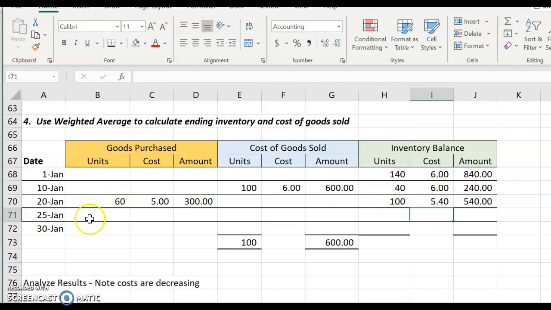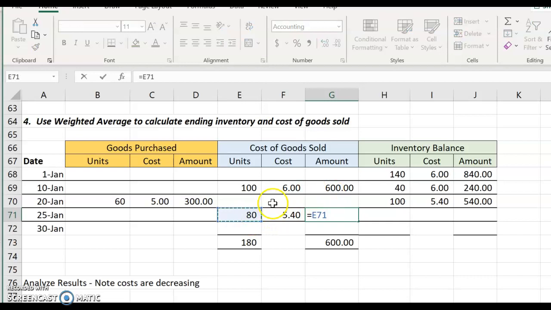On January 25th, I have a sale of 80 units, and I sell those for the $5.40 that I came up with over there, for $432. So what do I have left? I have 20 units remaining at the $5.40, no recalc.